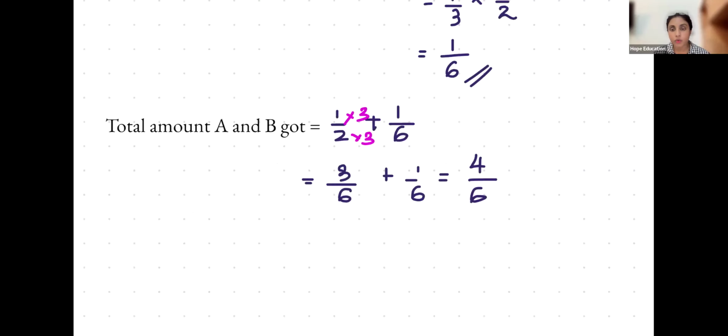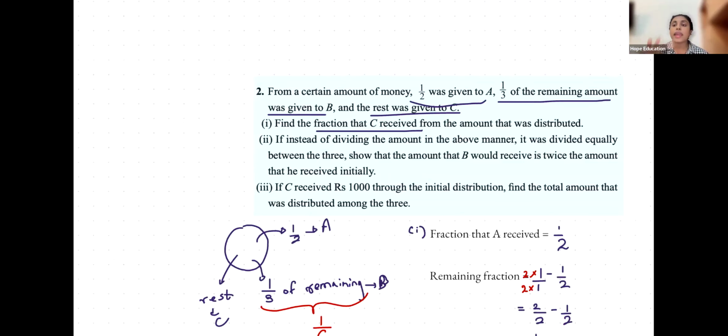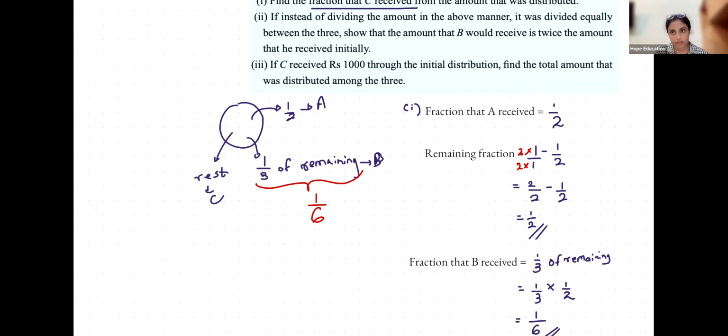You can see both of these can be divided by 2. So, 2 times 2 is 4, 2 times 3 is 6. So, the final answer is 2/3. This is the total fraction that A and B got together. Let's look at our question. Our question is asking, find the fraction that C received. So after A and B are gone, the rest is what C gets.